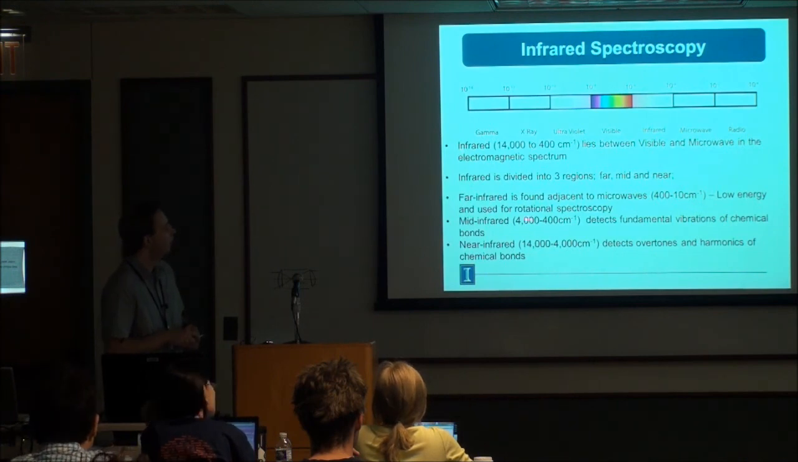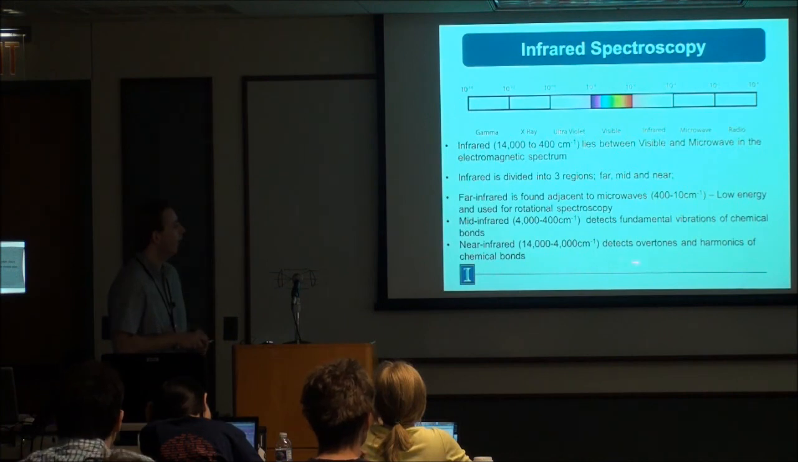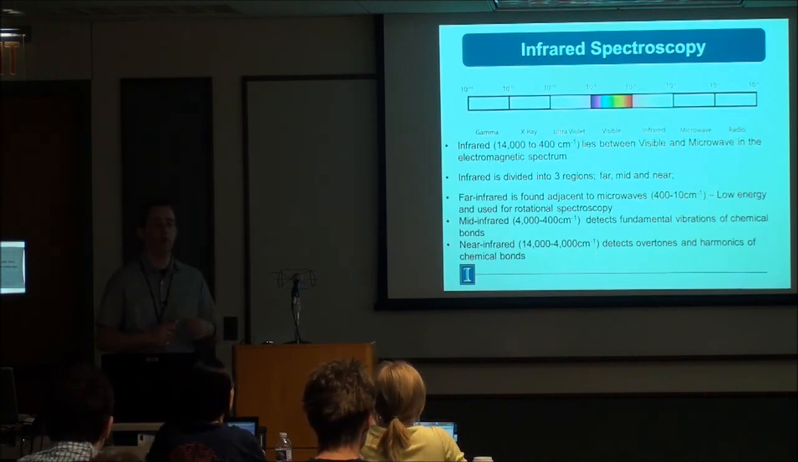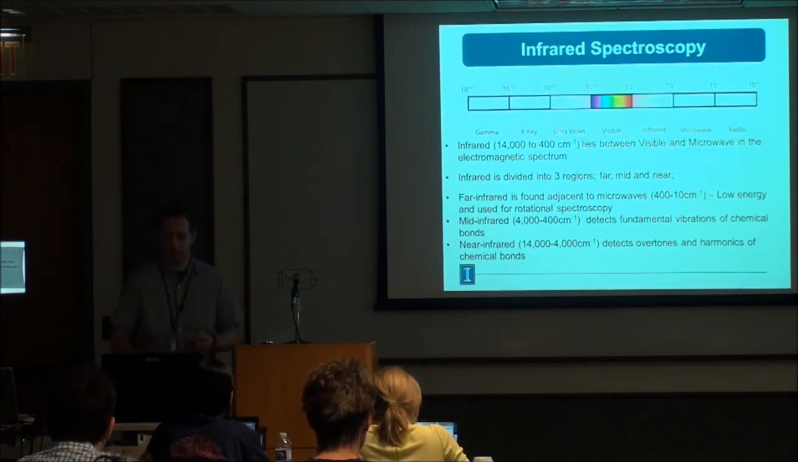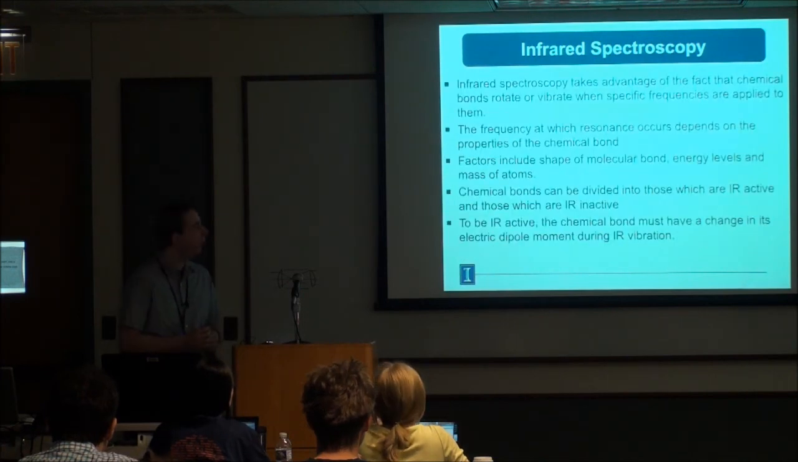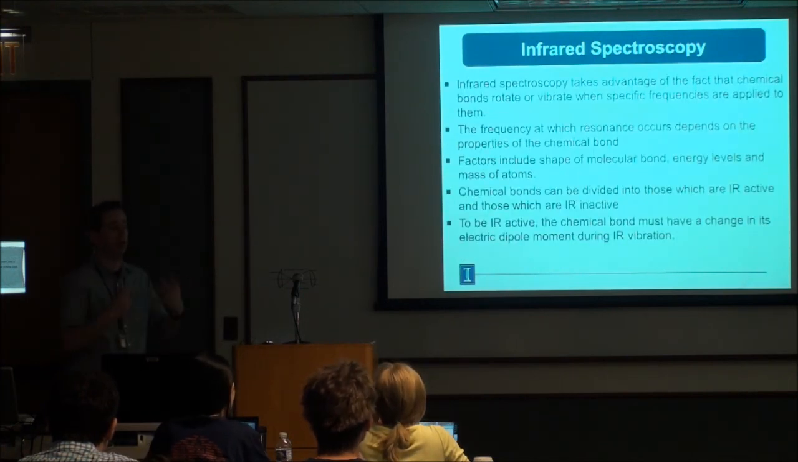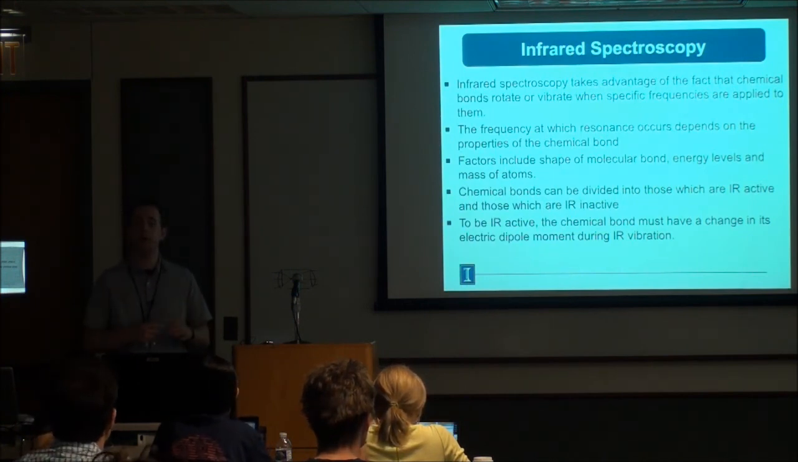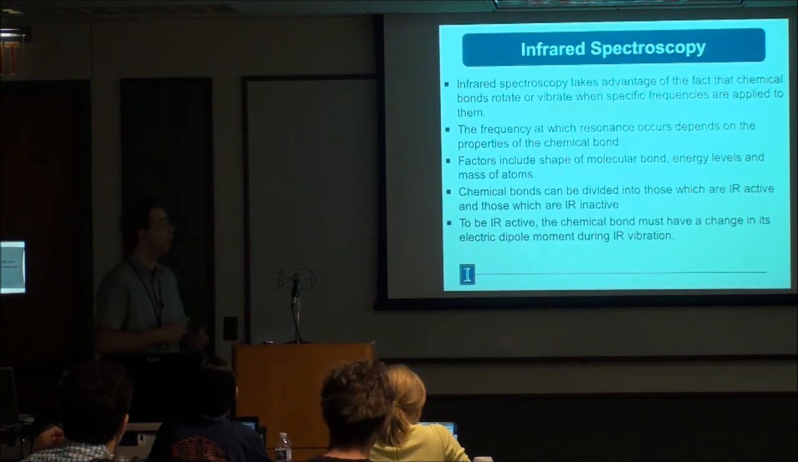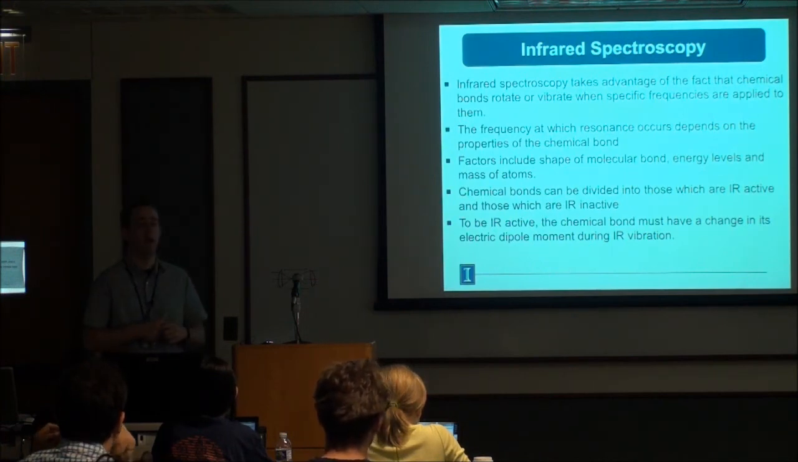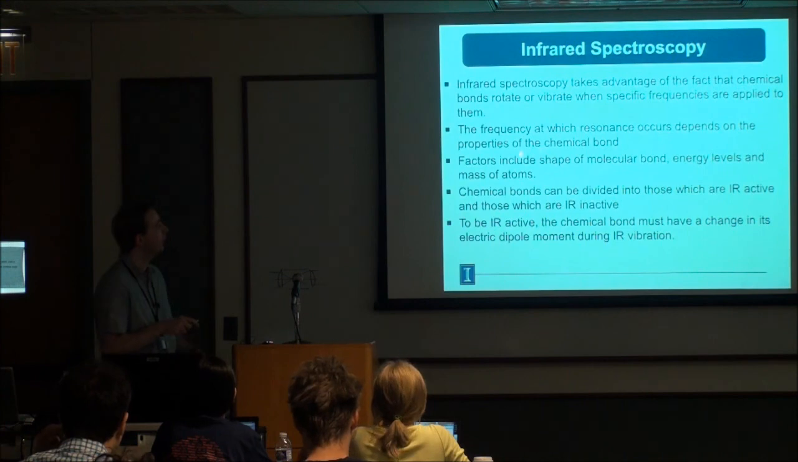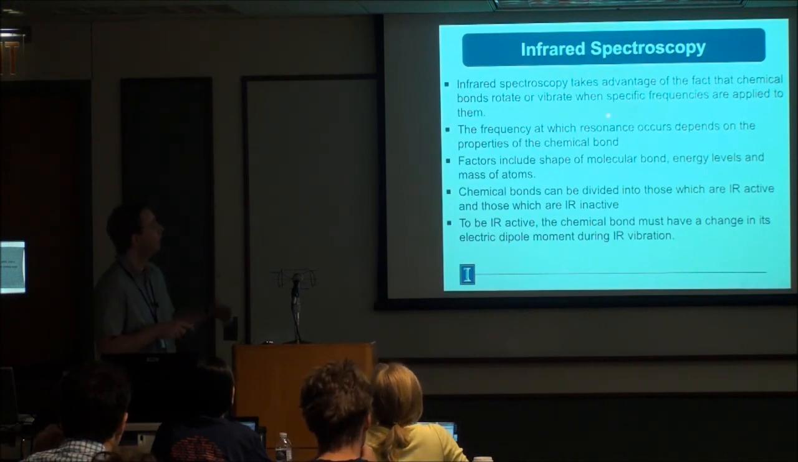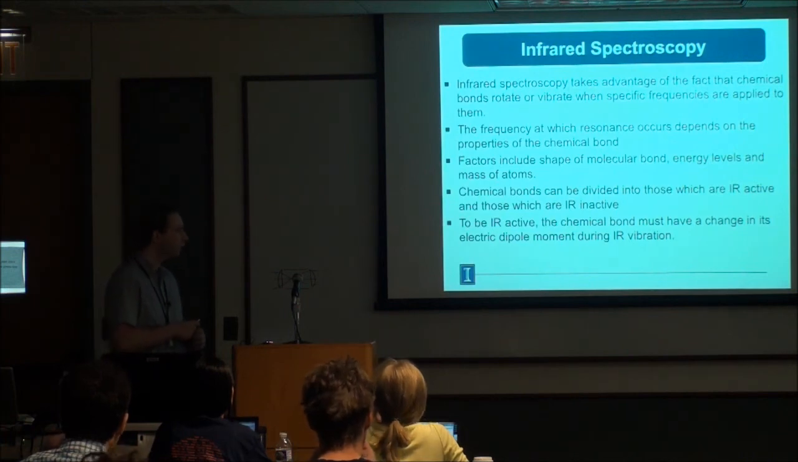You can use things like rotational spectroscopy. You can detect overtones and harmonics in the near-infrared. But in the mid-infrared, we're detecting fundamental vibrations of chemical bonds. The basis of FTIR, or infrared spectroscopy I should say, is that there are specific frequencies in the mid-infrared which are resonant with certain chemical bonds. The frequency is different depending on the chemical bond, and this is basically determined by the shape of the molecular bond, energy levels, and mass of the atoms.